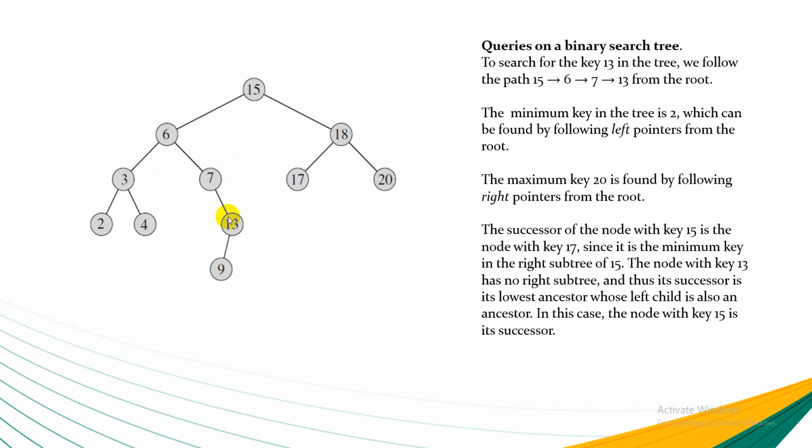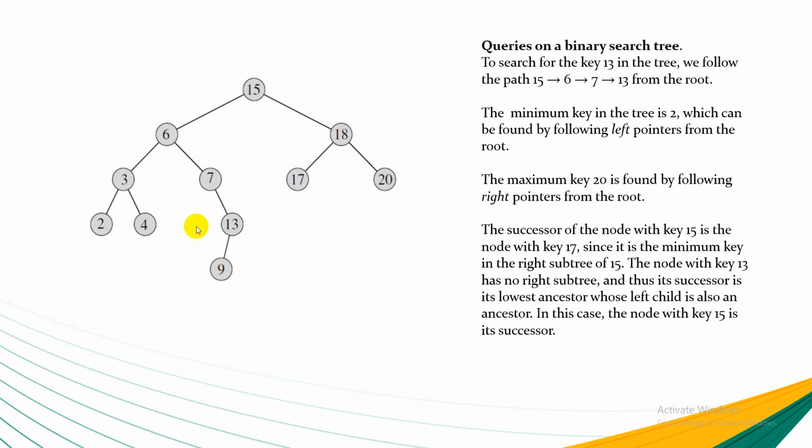Okay. Similarly, for the element 13, 13 is at the right of 7, so 7 is not a successor. 7 with the 13 are at the right of 6, then 6 is not the successor, and these values are greater than 6. 6, 7, and 13 are at the left of 15, which means that they are all less than 15, then 15 is the successor of 13. Similarly, 17 is at the left of 18, then 18 is the successor. Okay, etc. So this is how we find the successor.